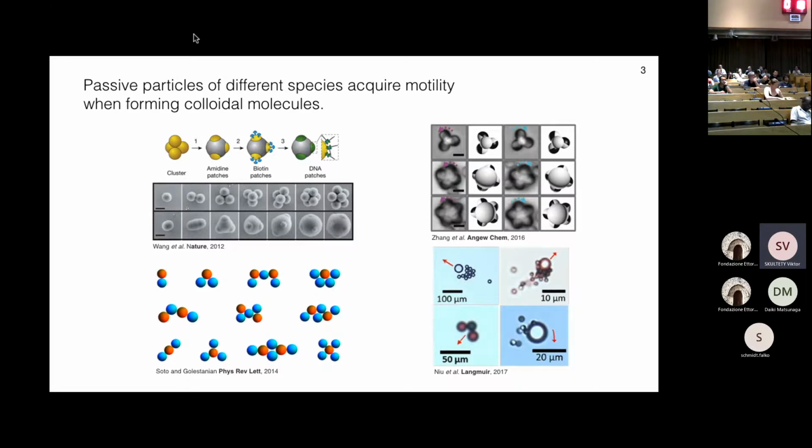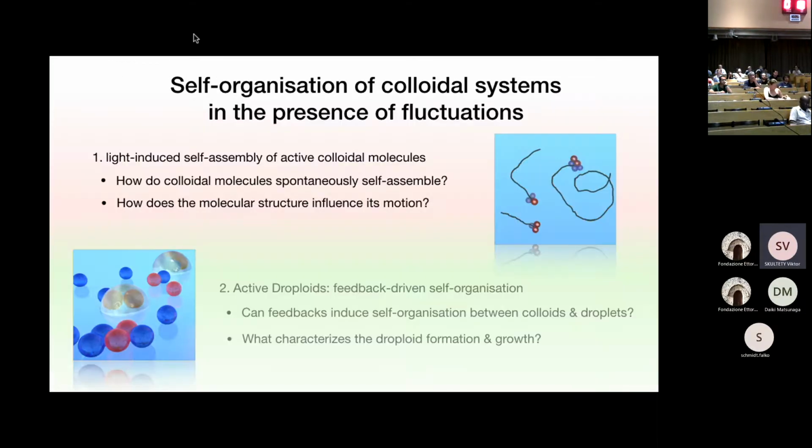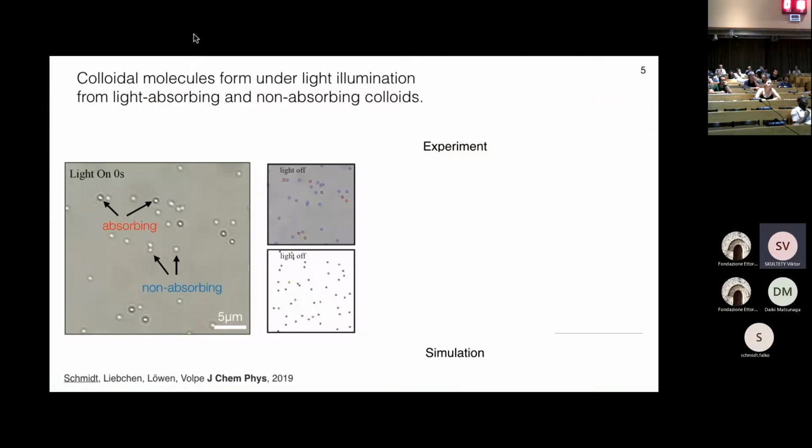And what I want to show you now is that we are able to use light to induce the spontaneous self-assembly of such colloidal molecules. We're going to look at how the molecular structure gives different types of activities. What I'm going to show you is the experimental image and some snapshots. We also did simulations in collaboration with Benno Liebchen, who was a postdoc in Hartmut Löwen's group at that time.